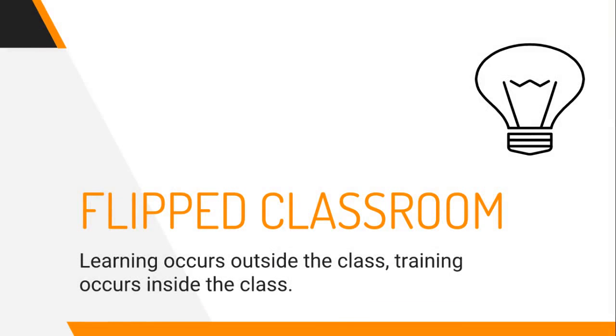So to sum up, the flipped classroom means that learning occurs outside the class. The actual learning, the imparting of knowledge, occurs outside the class using all the benefits of modern technology, and the training, the real serious practice, occurs inside the class. So that may be something you'd like to think about when you're teaching one-to-one.